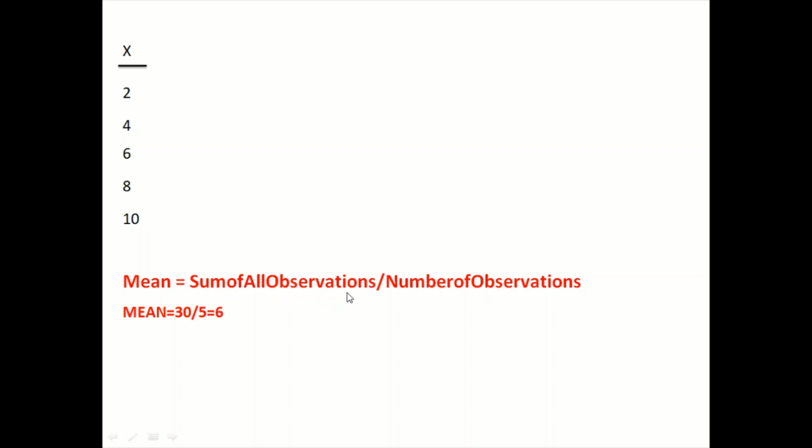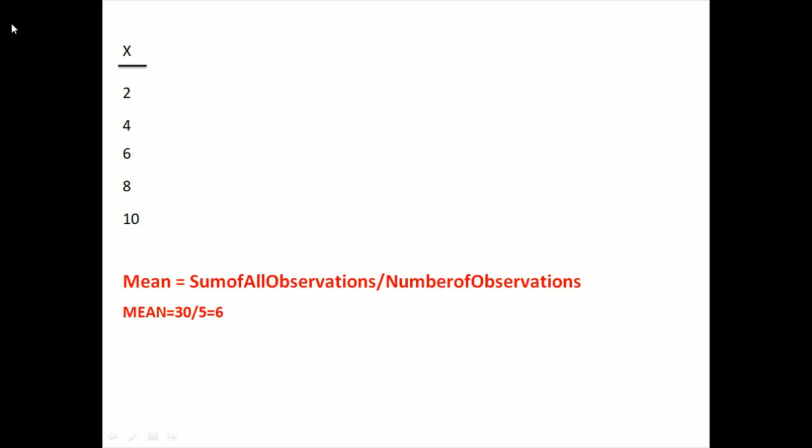What is sum of all observations? 2 plus 4 plus 6 plus 8 plus 10. That is how much? 30. What are number of observations? 1, 2, 3, 4, 5. So 30 divided by 5, how much? 6. 6 is the mean. Okay. So now here we have understood what exactly is mean.